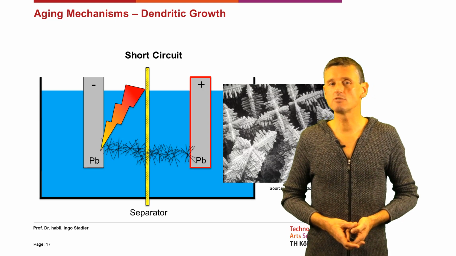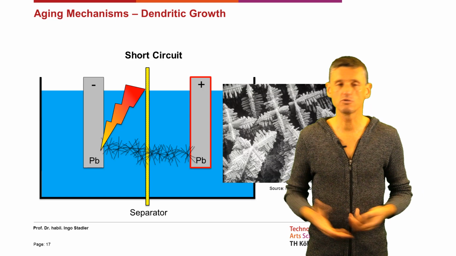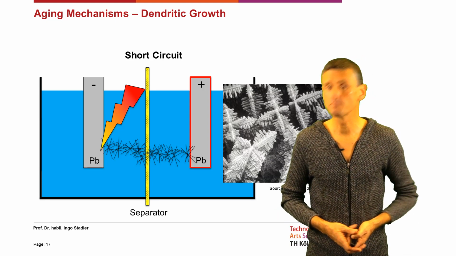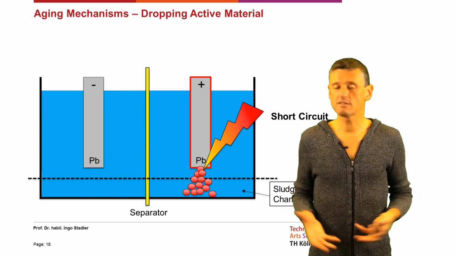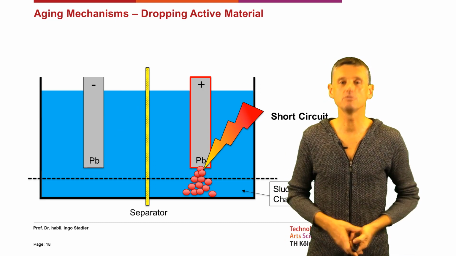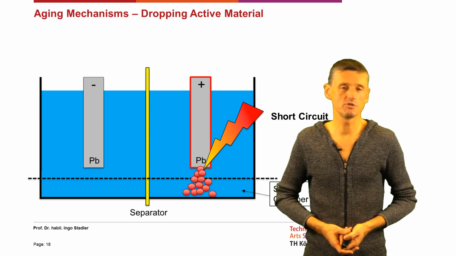So-called dendrite growth is a problem that, when dendrites get too big, could cause a short circuit. Dropping of active material, that means when those dendrites fall down into the sludge chamber, could also be a problem causing a short circuit.